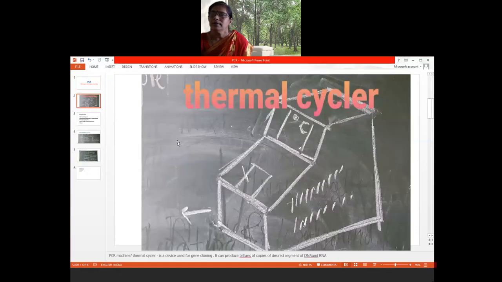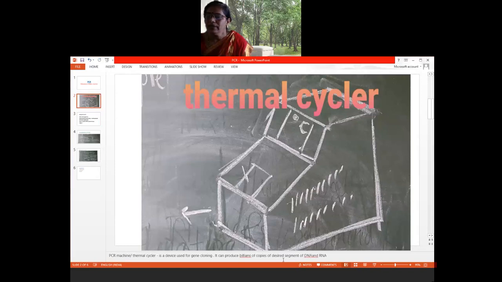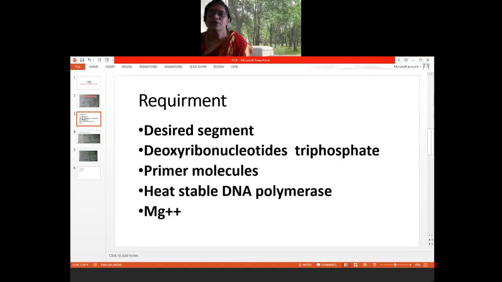So this is the thermal cycler. With the help of that thermal cycler, we can produce the number of copies, and it is a device which is used for gene cloning. It produces billions of copies of a desired segment of DNA or RNA. So with the help of that machine, we can produce. Which are the different requirements?